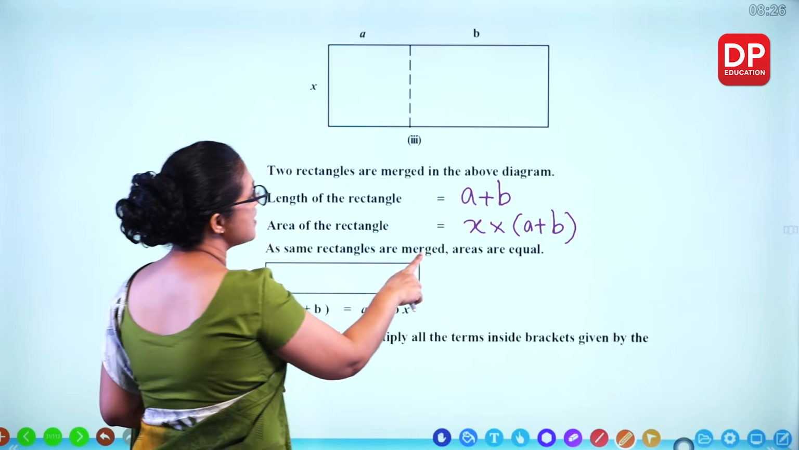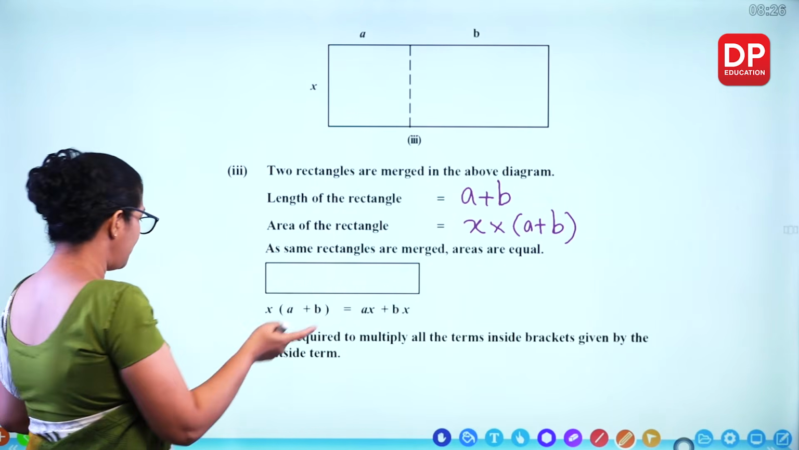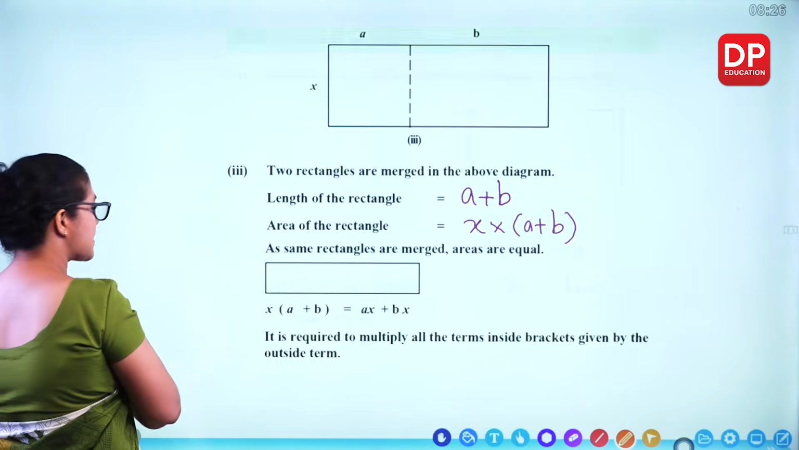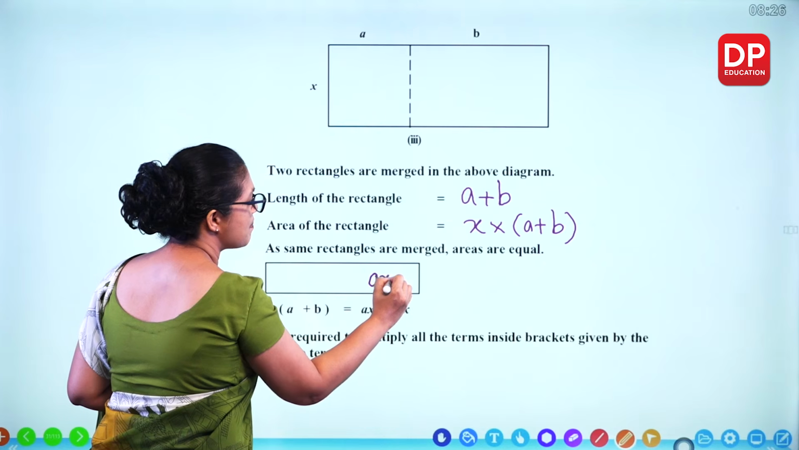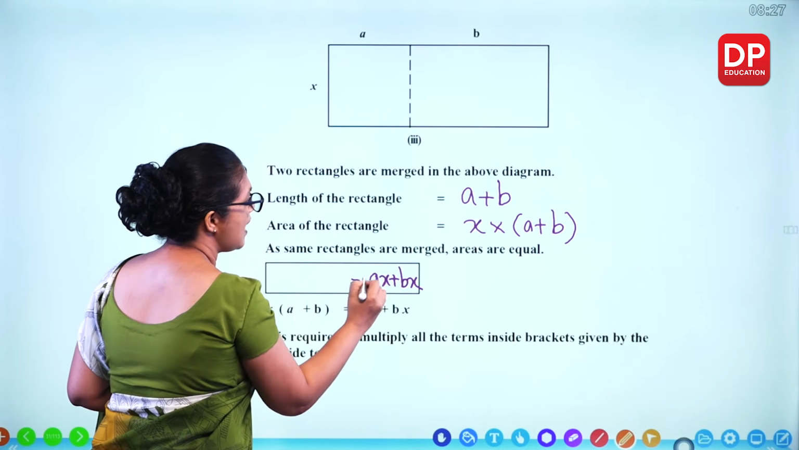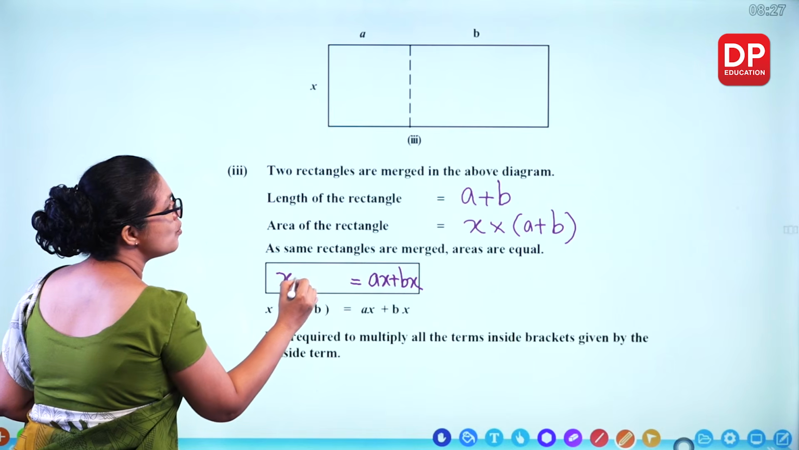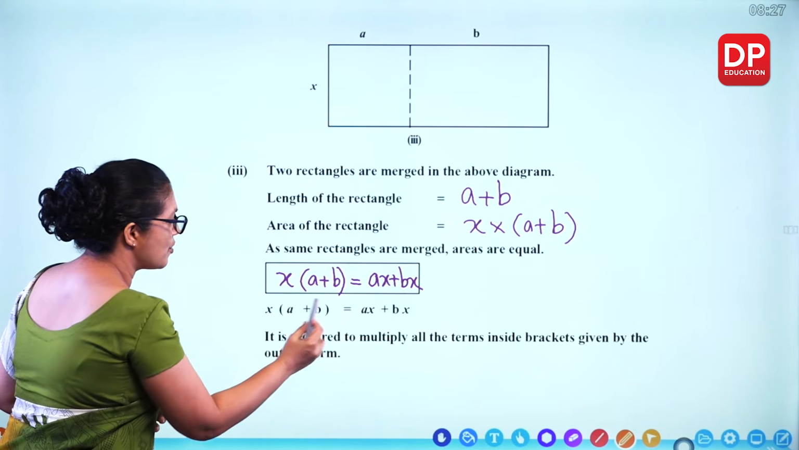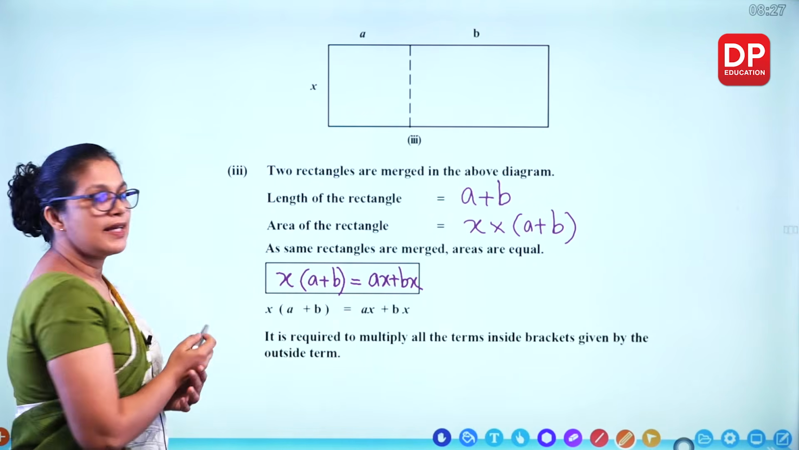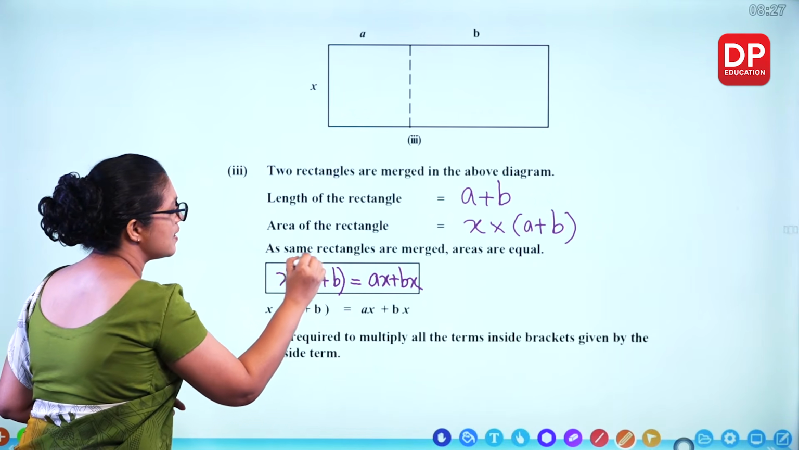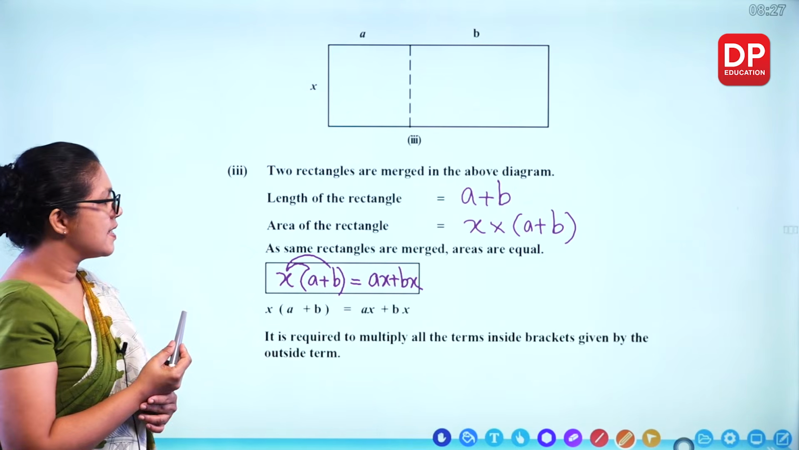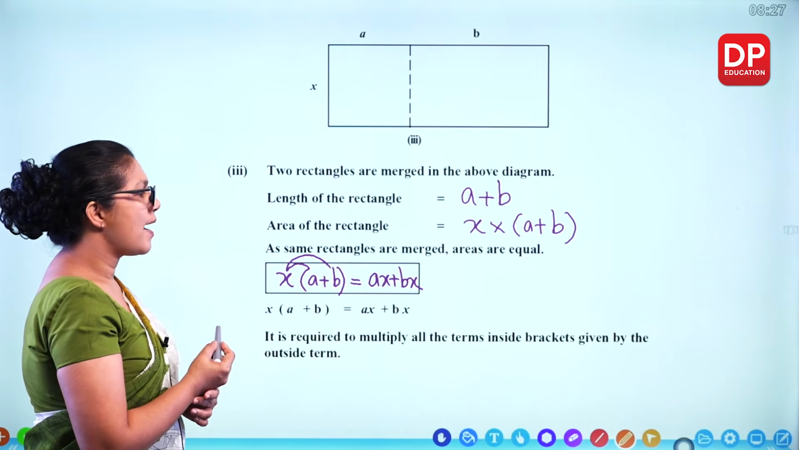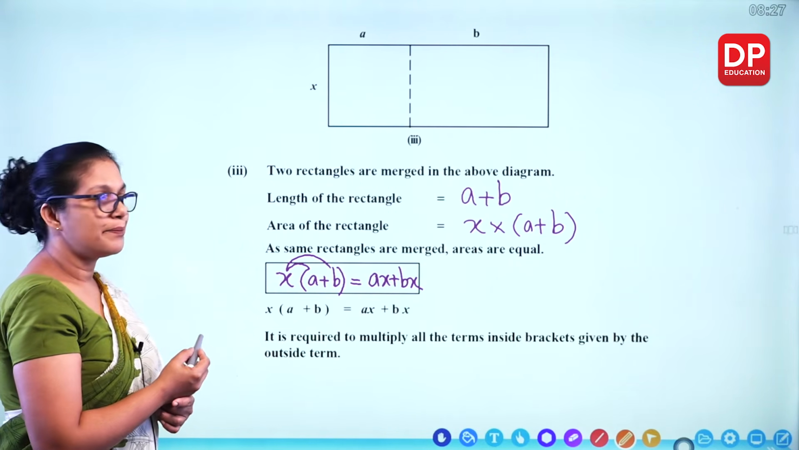As same rectangles are merged, areas are equal. Now, what's the area we got before? ax plus bx. So we can write ax plus bx is same as x into a plus b. Now, see how you get this one. So when you multiply the expression here, can you see? You get ax plus bx. It is required to multiply all the terms inside brackets by the outside term.